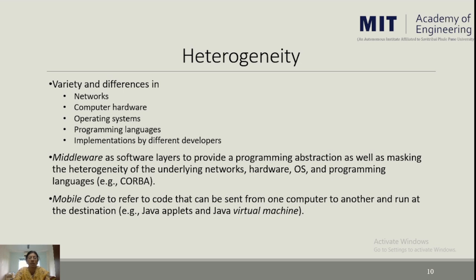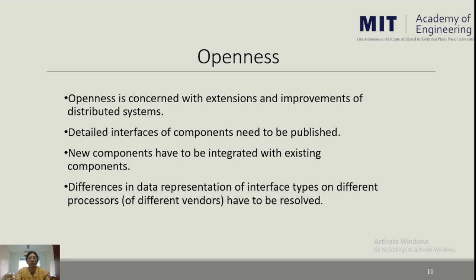There are middleware or software layers to provide programming abstraction as well as masking the heterogeneity of the underlying networks, hardware, OS, and programming languages. Example, CORBA. Mobile code refers to code that can be sent from one computer to another and run at the destination. Example, Java applets and Java virtual machine.